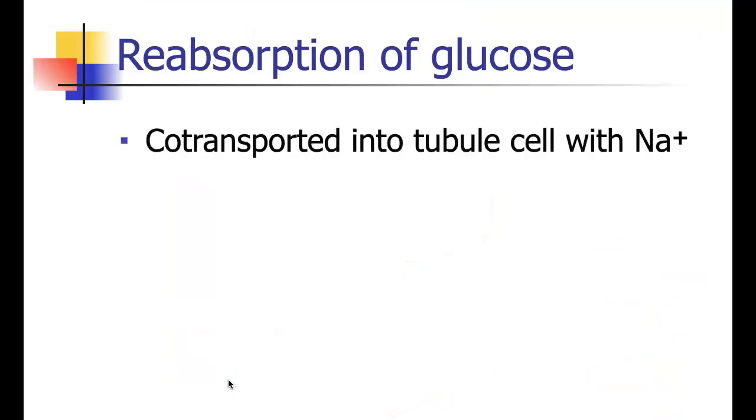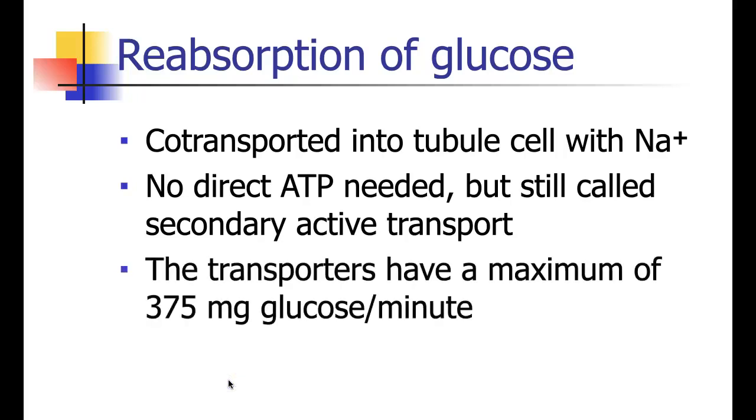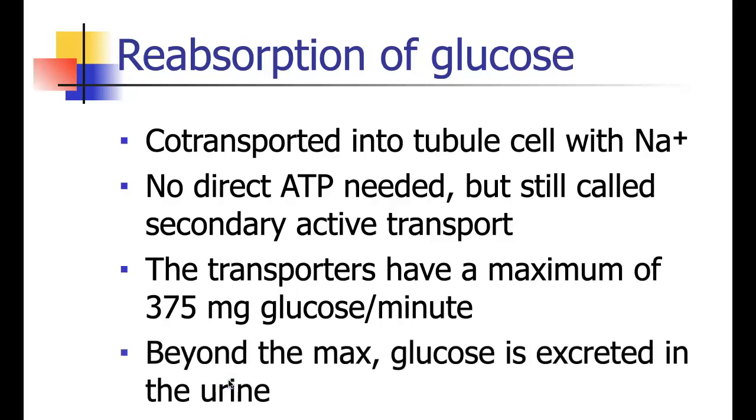Okay, so glucose, to be reabsorbed, is co-transported in the tubule cell with sodium. So there's no direct ATP needed. But it's still called secondary active transport because it relies on the action of the sodium transporter to pump from the basolateral membrane into the blood. These transporters have a maximum of about 375 milligrams of glucose per minute. And beyond this max, glucose then is excreted in the urine.